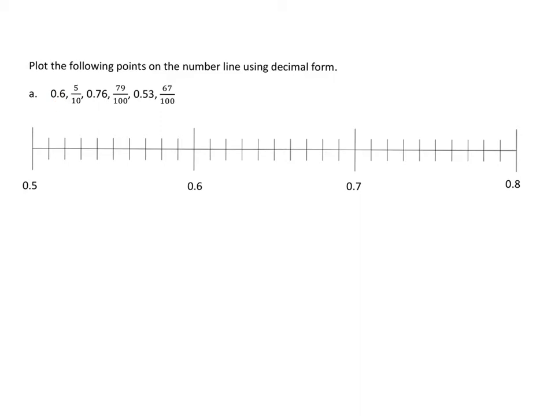Well, where is 6 tenths on this number line? Well, we see it right here, 6 tenths. Okay, so we already placed 6 tenths. Next one is 5 tenths on the number line. So remember, 5 tenths looks like, as a decimal, because it's in the tenths place, 0.5. So 5 tenths. Well, where do you see 5 tenths? We see it right here. So we're going to place 5 tenths right here, because 0.5 and 5 tenths are equivalent.